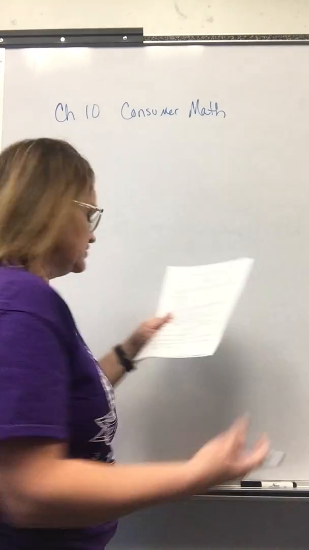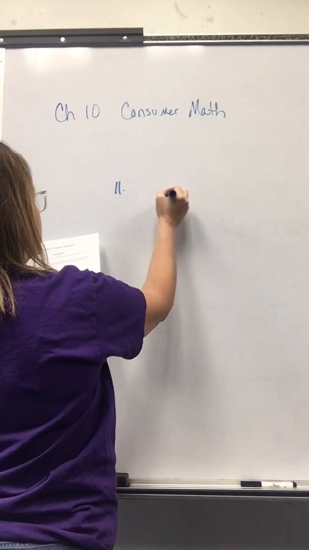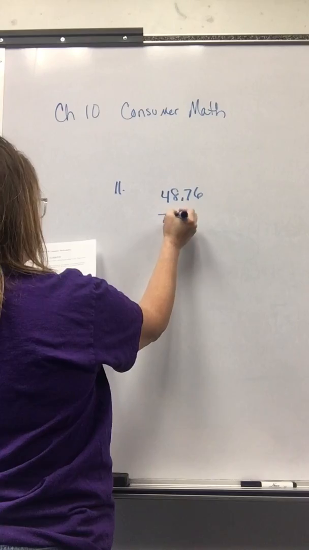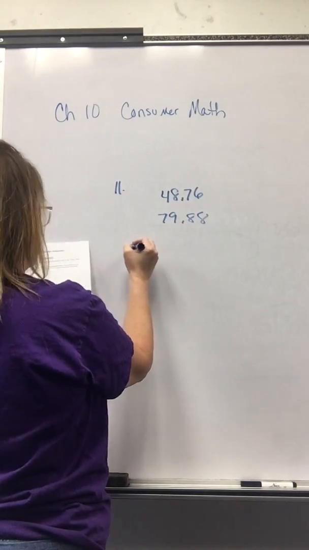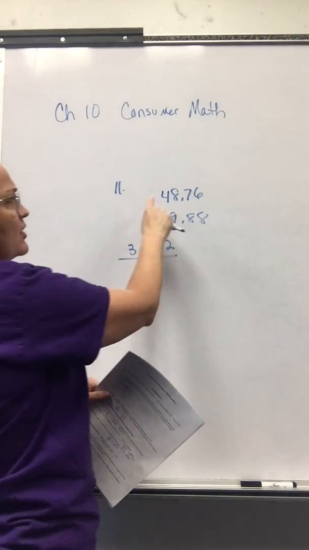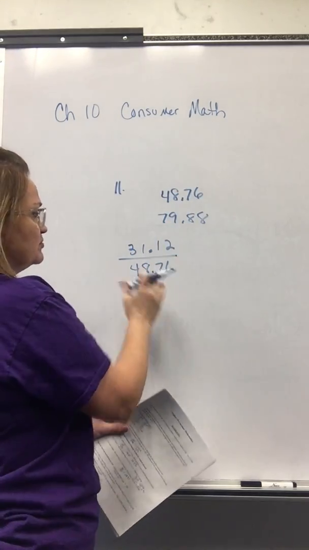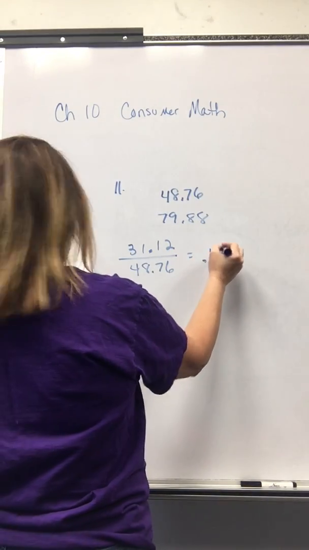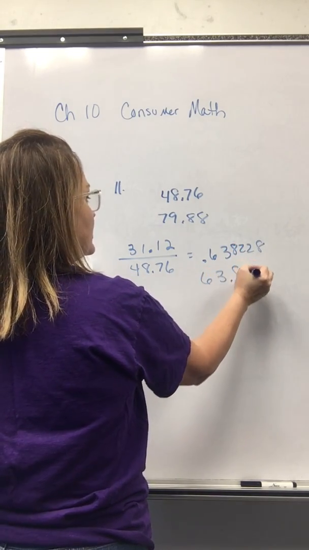All right, I'm going to keep rolling. Number 11, we've got Atkins Hardware. They pay $48.76 for a gas fireplace screen. They sell them for $79.88. Find the percent of markup. So you subtract those two to find the amount of markup, just like before, but dividing is always by the previous, what it cost Atkins Hardware to purchase that. The cost to the merchant is what we divide by. So do that division. It's 0.638228. As a percent, 63.8%.